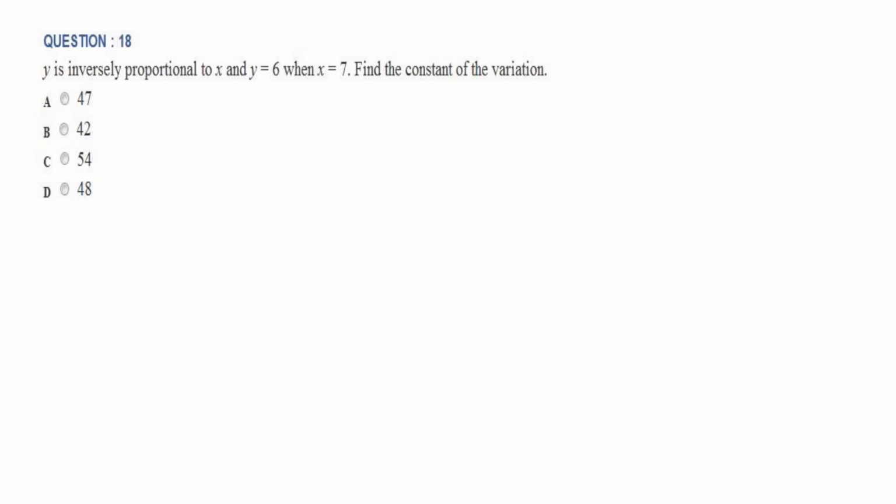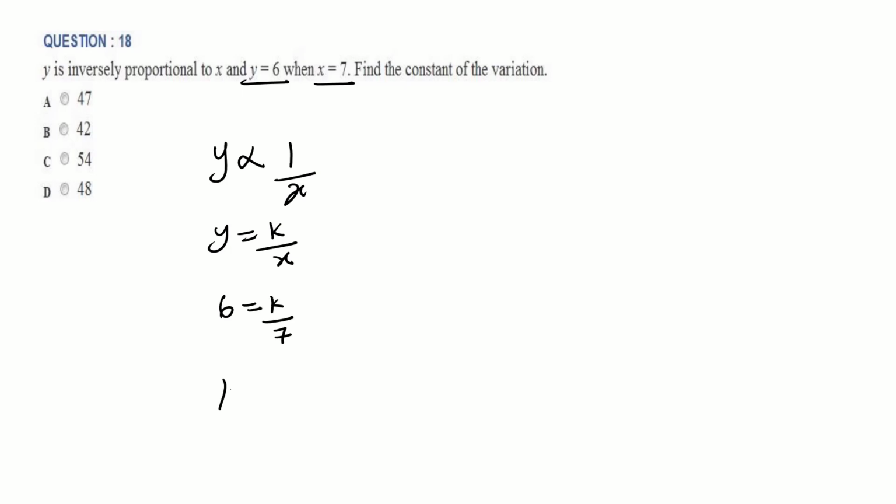So let's start by representing this. We have y is inversely proportional to what? X. So that is going to be y equal to k over x. And we are given that y equal to 6 when x equal to 7. So here is going to be 6 equal to k over 7. So our k here, which is a constant, you can get that by cross multiplying. We have 6 multiplied by 7, and the answer is what? 6 multiplied by 7, that is 42. That is option B.